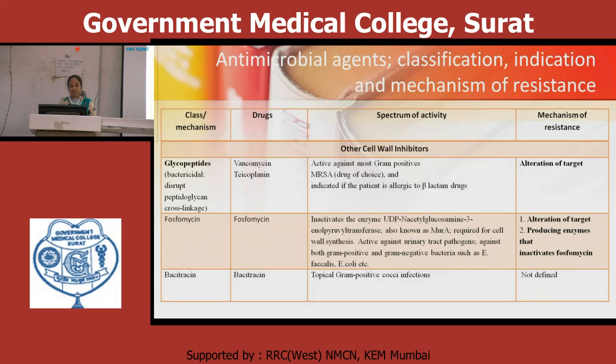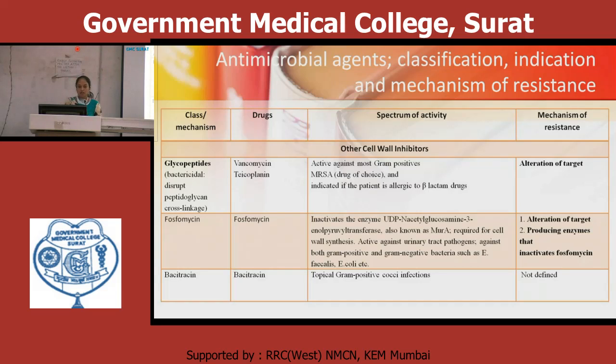Phosphomycin. Drug is also phosphomycin, that inactivates the enzyme UDP N-acetylglucosamine 3-enolpyruvyl transferase, also known as MurA, required for cell wall synthesis, active against urinary tract pathogens, against both gram-positive and negative bacteria such as E. faecalis and E. coli. Mechanism of resistance is alteration of target sites and producing enzyme that inactivates phosphomycin.